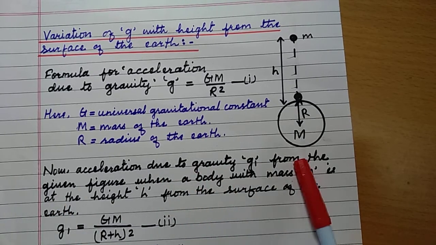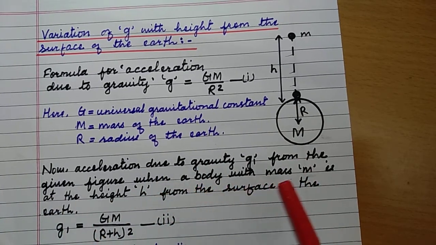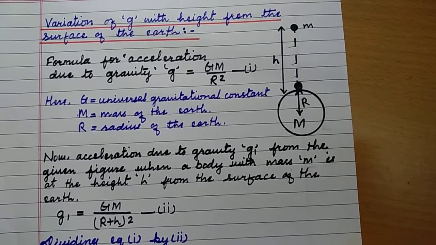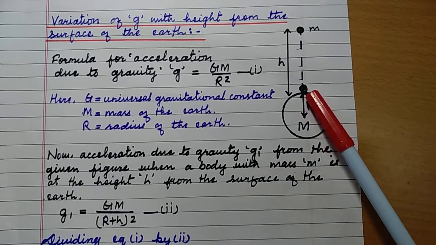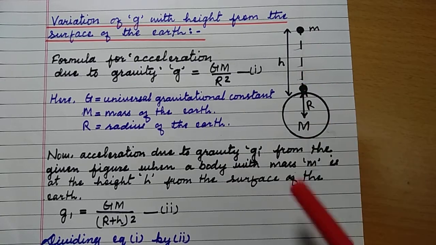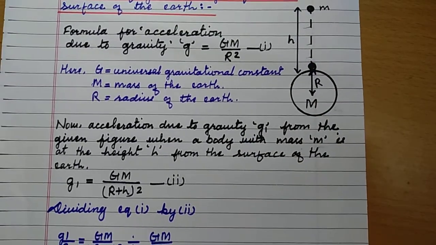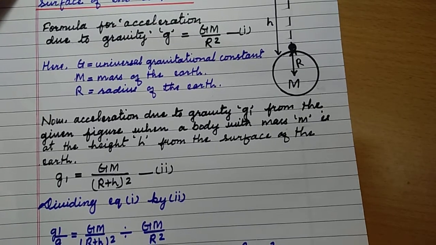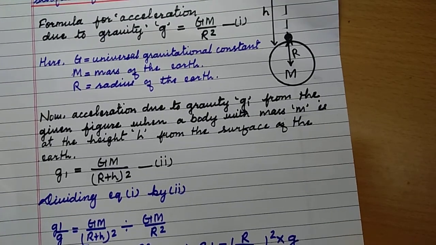Now, acceleration due to gravity from the given figure: a body with mass small m is kept at the height h from the surface of the earth. Now the body is not on the surface of the earth, it is at this height. So how to write the formula g equal to GM by r square? Here you write it this way, GM divided by r square.